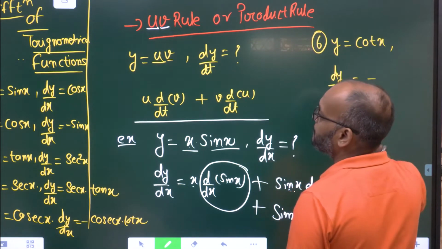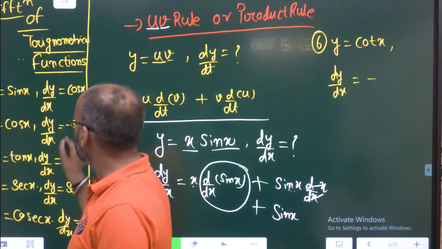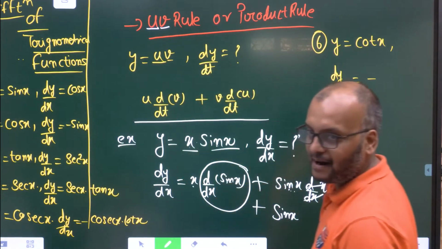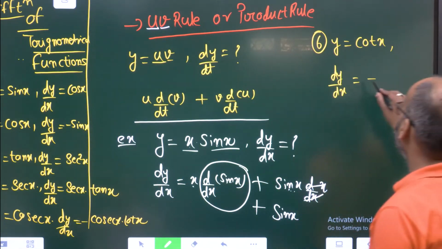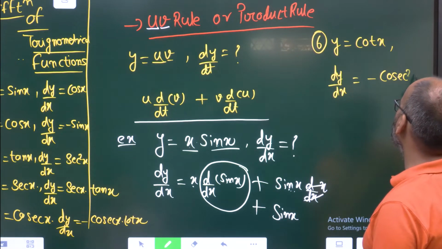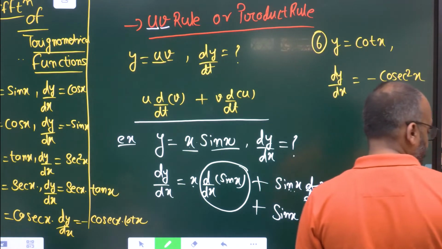But it was not there in the upper ones. Where was it not there? In cos it was not there. Minus. Okay, it is everywhere, dear. So it will be minus cosec square x. Okay? Everyone understood?